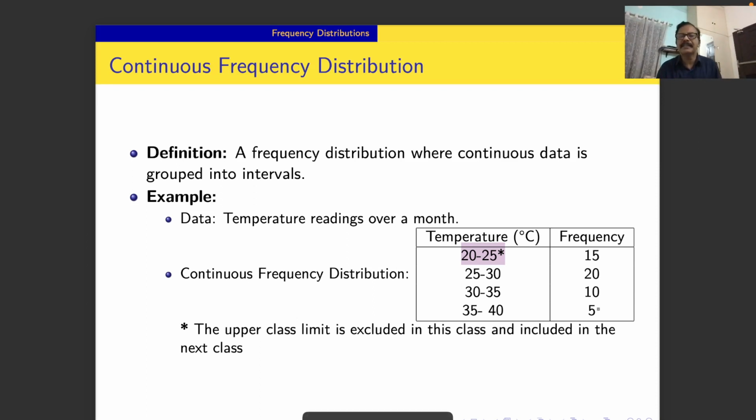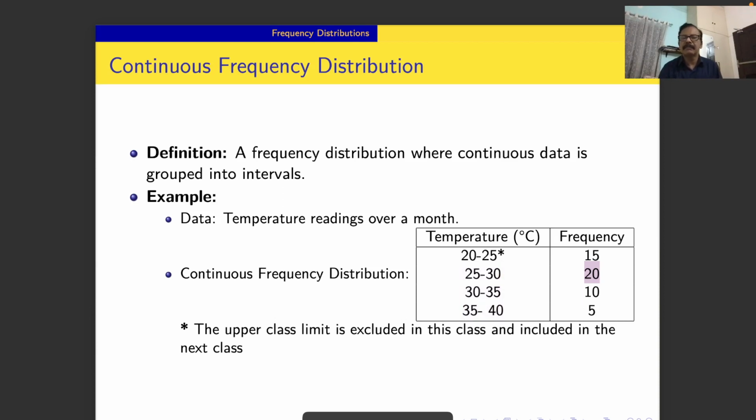There are 15 days that have temperature between 20 to 25 degrees Celsius, and 20 days that have temperature between 25 to 30 degrees Celsius. Note that here 25 we have excluded from this group because it is the upper class limit. The upper class limit is excluded from this class and included in the next class. So 24.99 something, whatever, we can include in this class, but 25 is included in the next class.